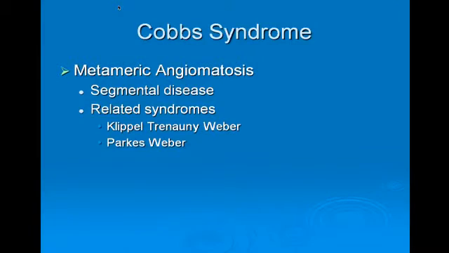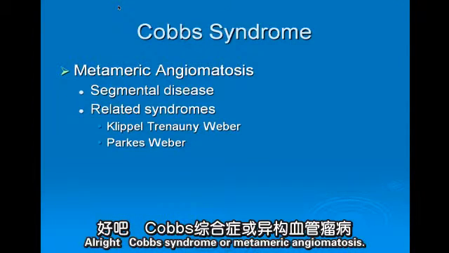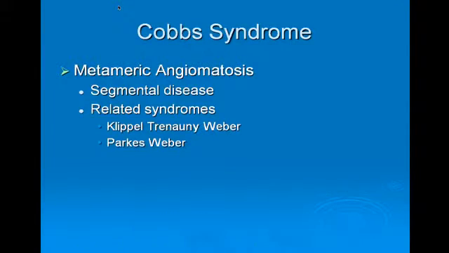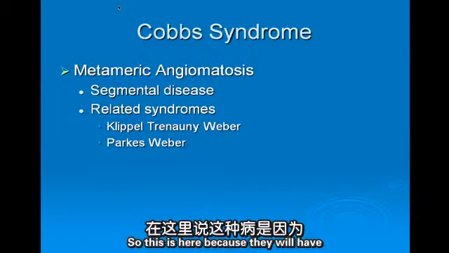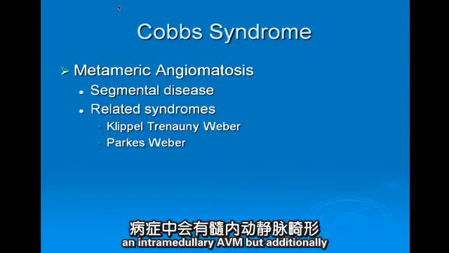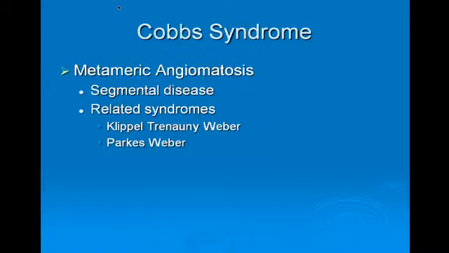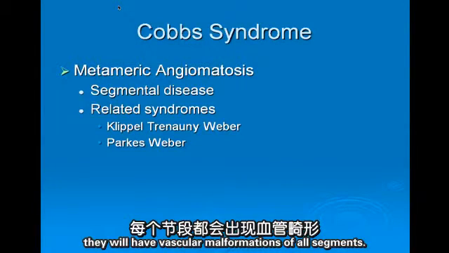All right, Cobb syndrome or metameric angiomatosis. So this is here because they will have an intramedullary AVM, but additionally, because it's a segmental disease, they will have vascular malformations of all segments.